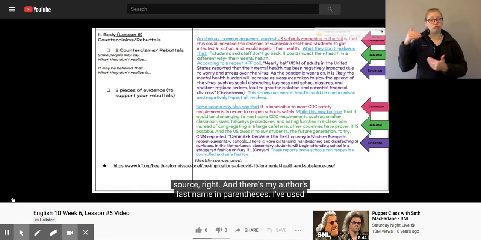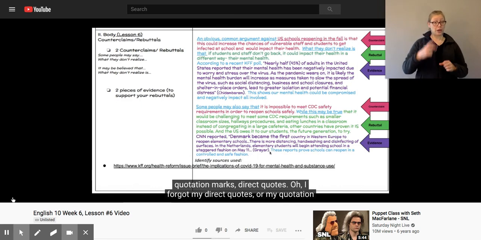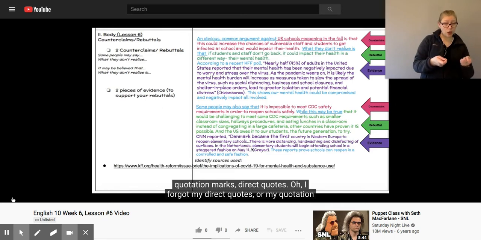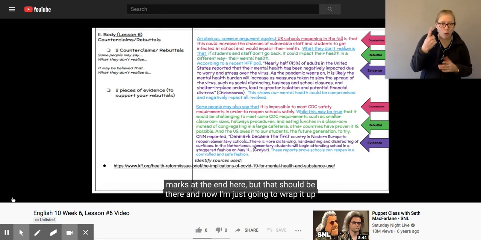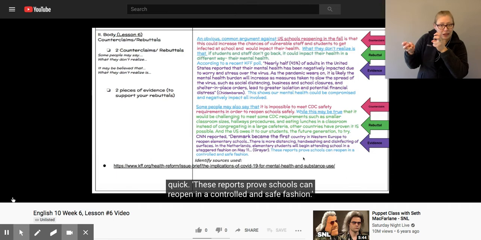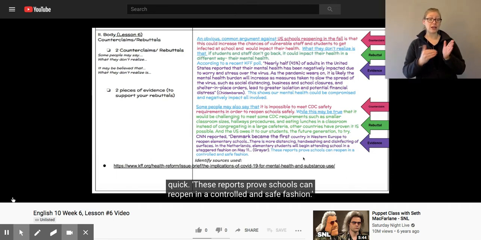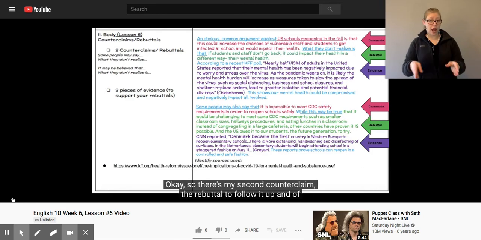And there's my author's last name in parentheses. I've used quotation marks, direct quotes. Ooh, I forgot my direct quotes or my quotation marks at the end here, but that should be there. And now I'm just going to wrap it up quick. These reports prove schools can reopen in a controlled and safe fashion.